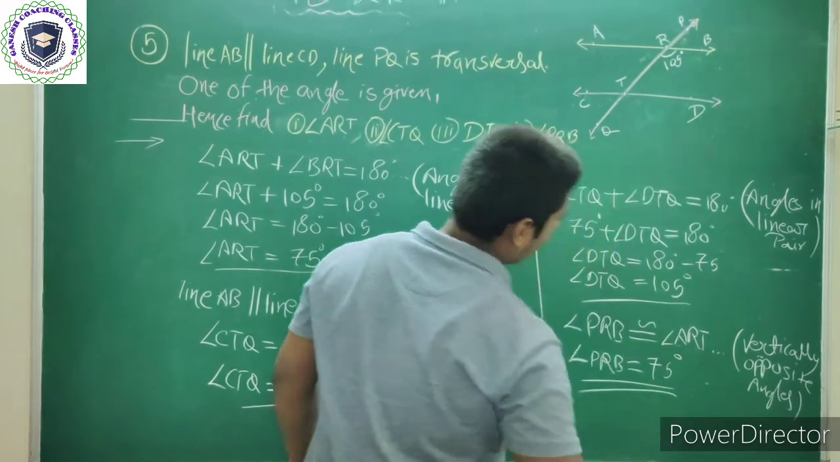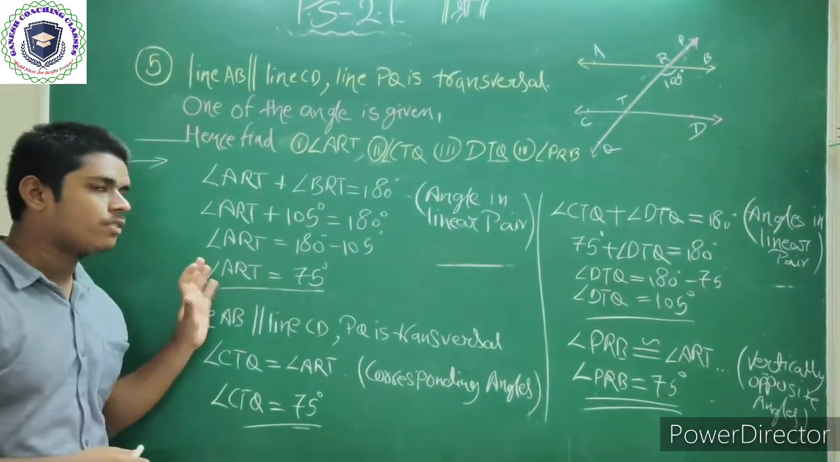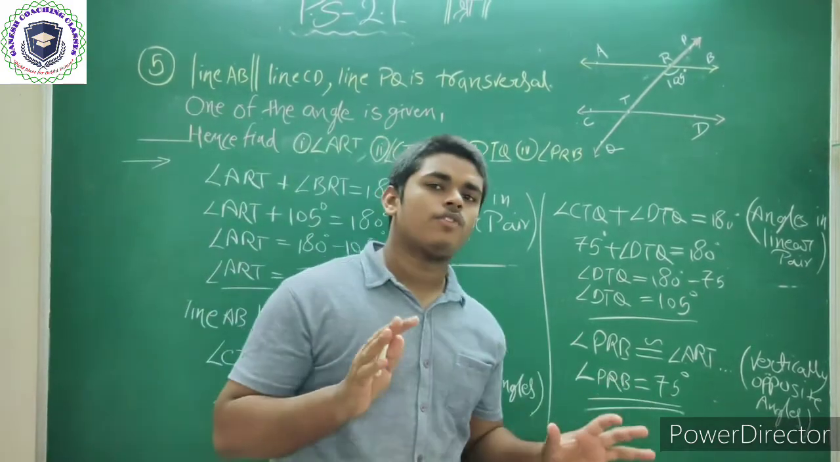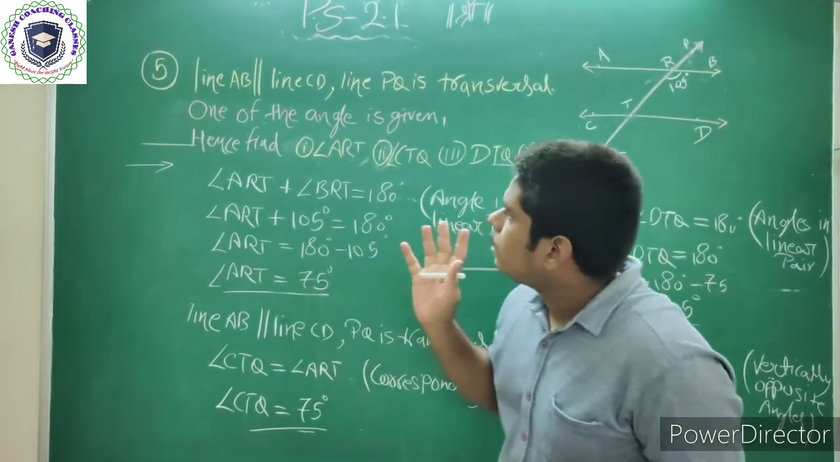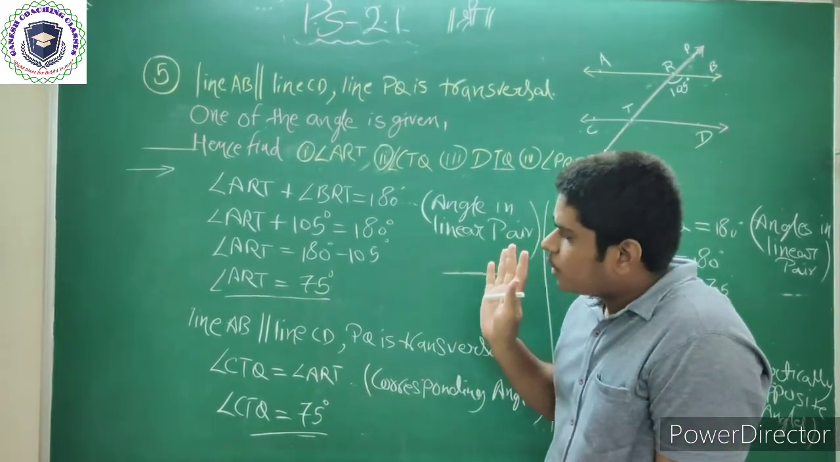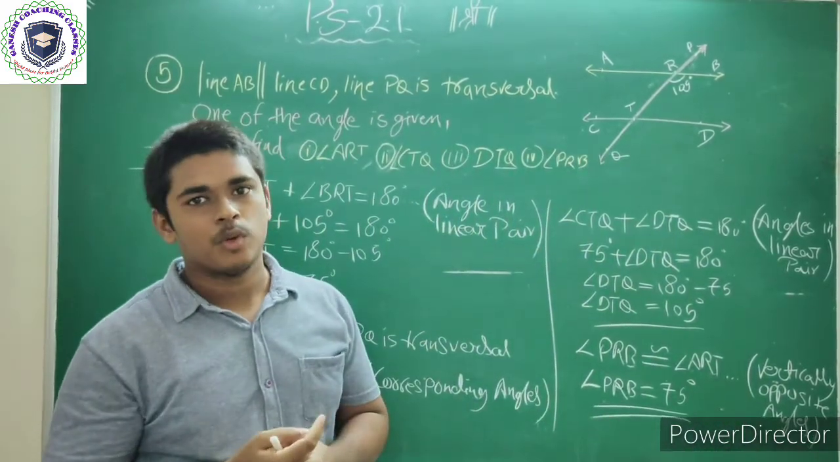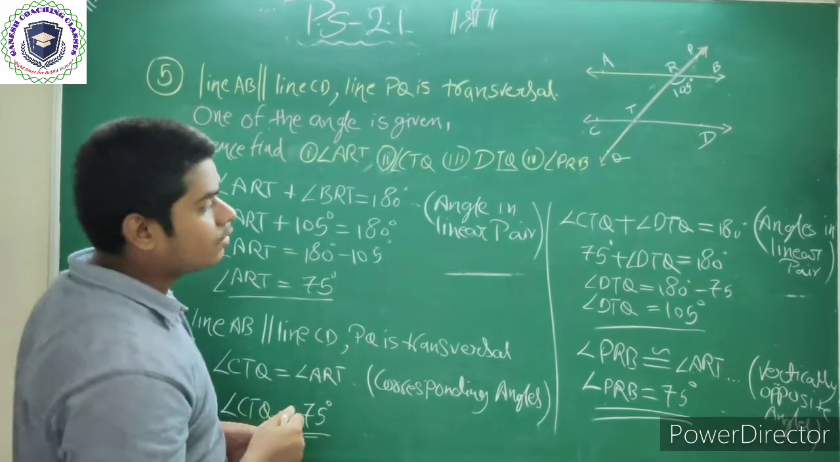So here we found all four values which were asked in the question. This type of question will be asked in the exam for 3 marks. These are approximately easy questions. You also have to try different types of questions from the examples. So now we have completed practice set 2.1, let's start practice set 2.2.